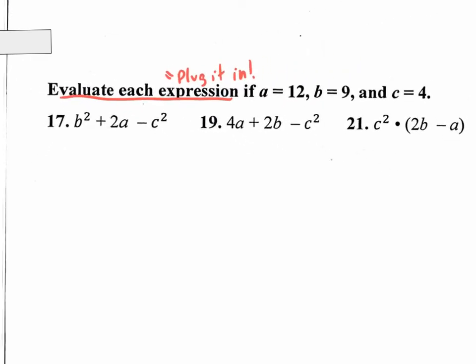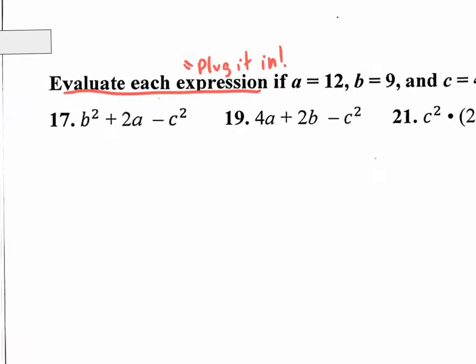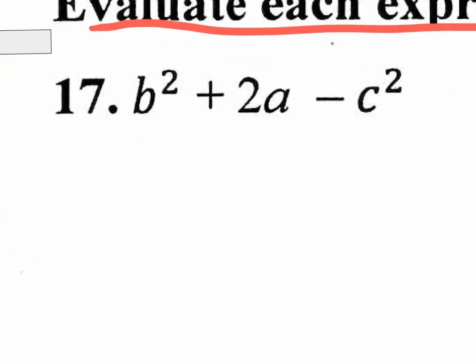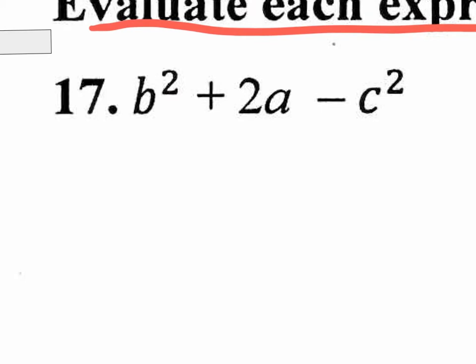So what we're doing here is taking the value of 12 for A, plugging it into A. Taking the value of 9 for B and plugging it into B. Taking the value of 4 for C and plugging it in for C. So whenever they tell you to evaluate a variable expression, I highly recommend that you rewrite everything exactly the way it is, but with parentheses instead of the variables. Instead of the B, the A, and the C, rewrite it with parentheses.